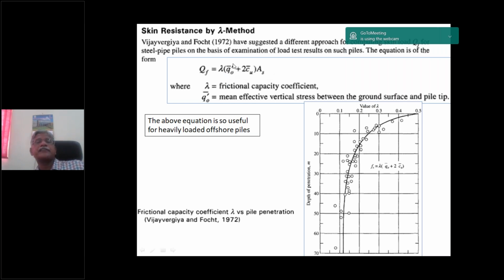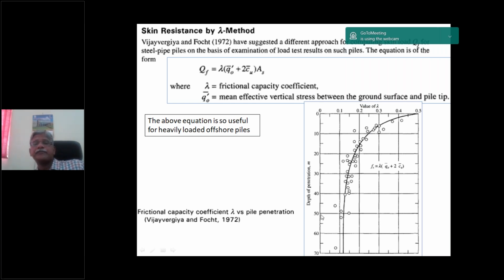Q0' is nothing but the effective overburden pressure in a particular layer, the average effective overburden pressure in a particular layer, and Cu is the undrained cohesion in that particular layer, and AS is the shaft surface area in that particular layer.